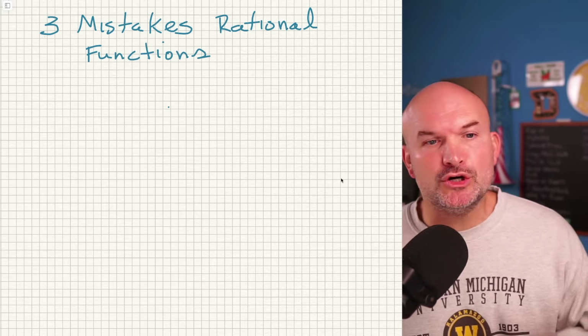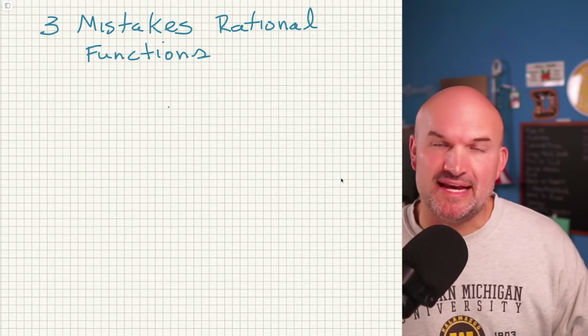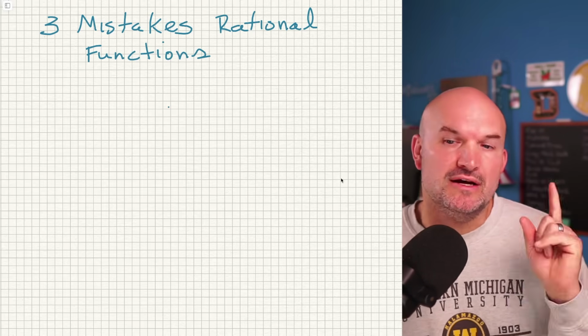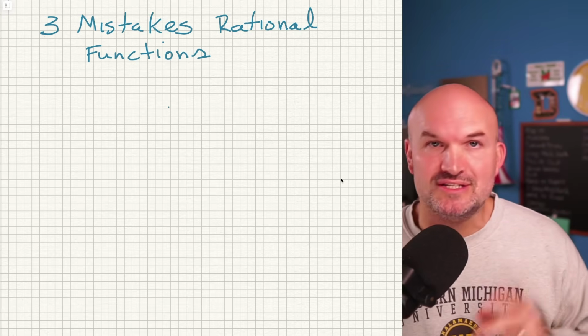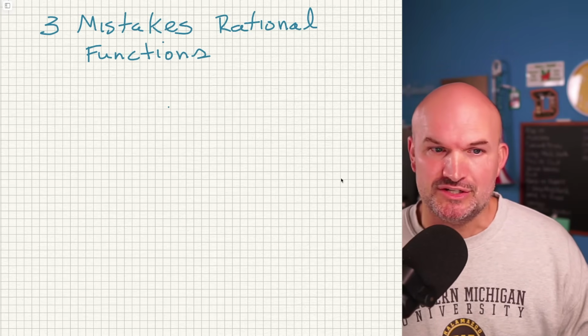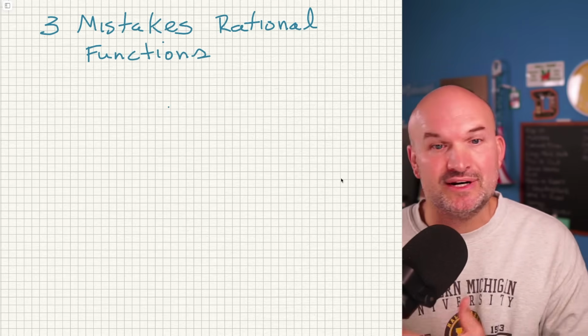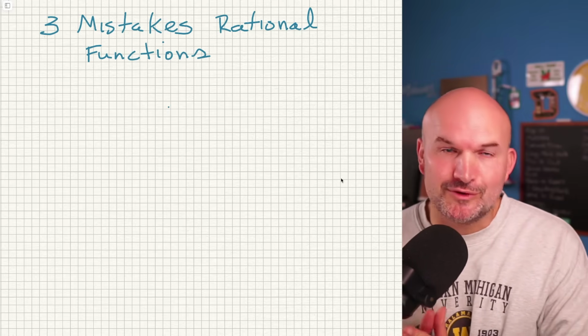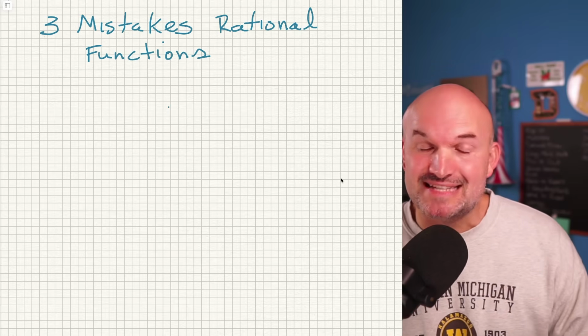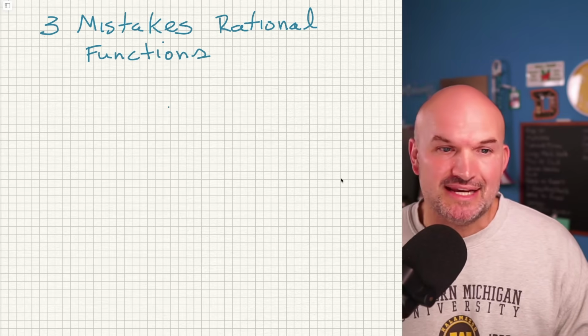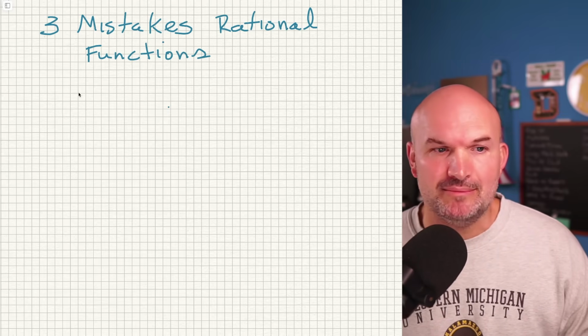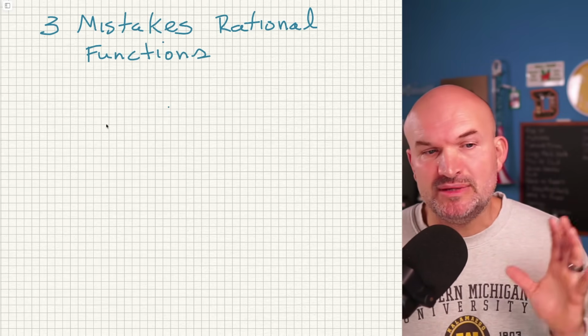What's up, guys? In this video, I want to go over 3 mistakes that I see students make with simplifying rational expressions, graphing rational equations, as well as solving rational equations. So if you have a test, a quiz, or an exam coming up, this is a great review to make sure that you're not making the same mistakes that I see my students make when they are working through these types of problems. So let's get into what should you be looking out for?